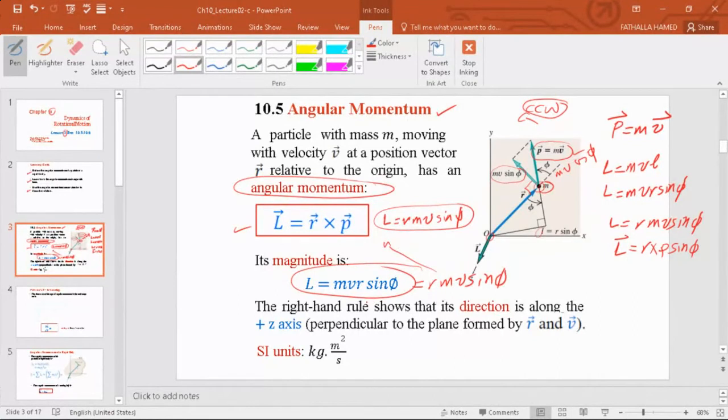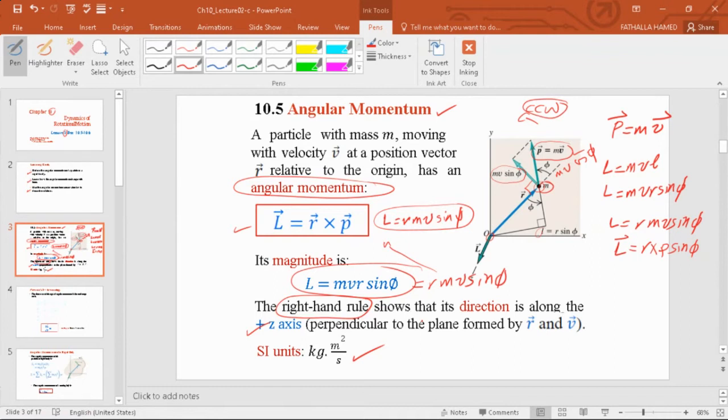And of course, you will use the right hand rule to decide on the direction of the rotation. In this case, it's plus the z-axis because I told you it is rotating counterclockwise. Now, the SI units for the angular momentum: the mass will give us kilograms, and the velocity will give us meters per second, and r will give us meters, so it will be kilogram meter squared per second, and these will be the units for the angular momentum.